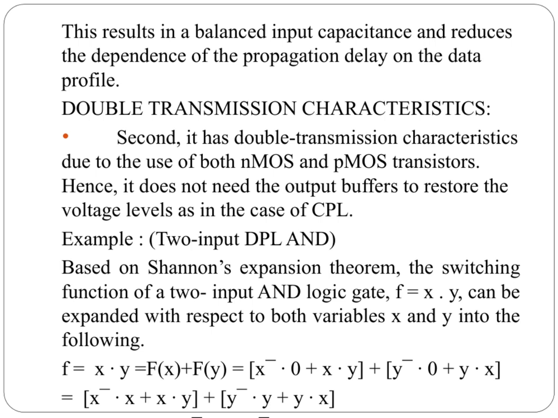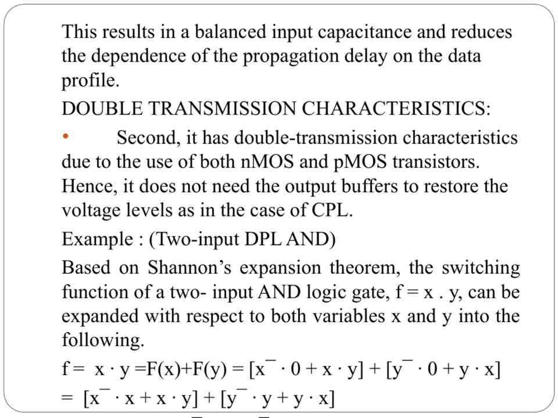Another important feature is the double transmission characteristic. This happens because both NMOS and PMOS transistors are used in the circuit. This dual transistor approach means the circuit doesn't require output buffers to restore voltage levels, unlike the conventional CPL logic style. To illustrate this, let's consider the example of a two-input DPL AND gate.